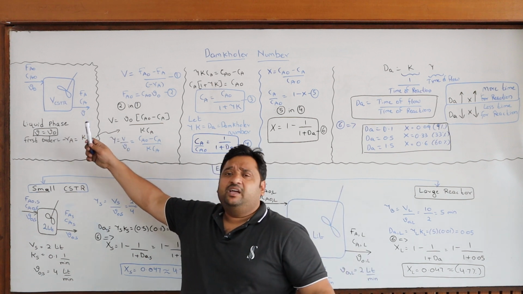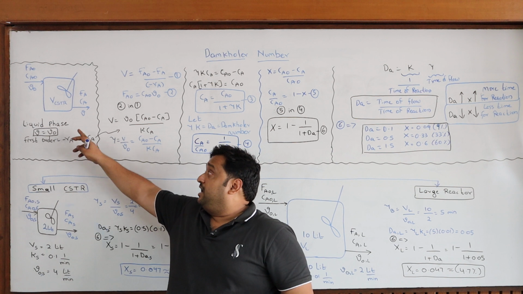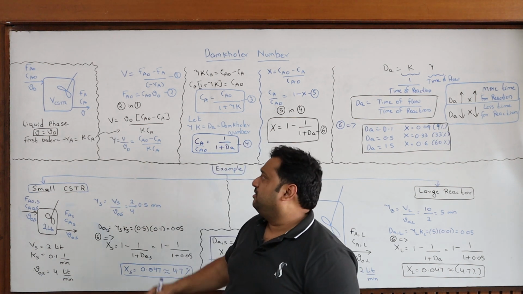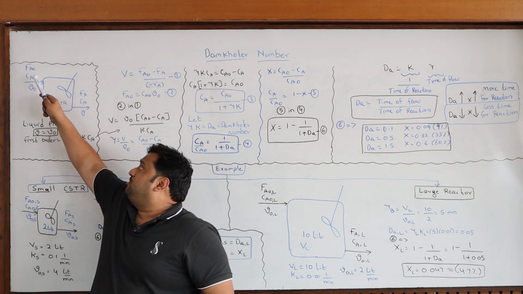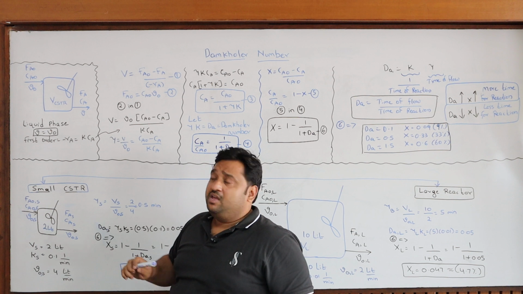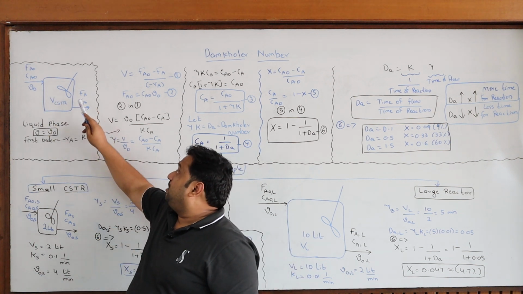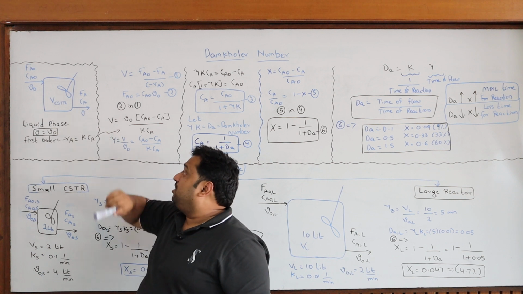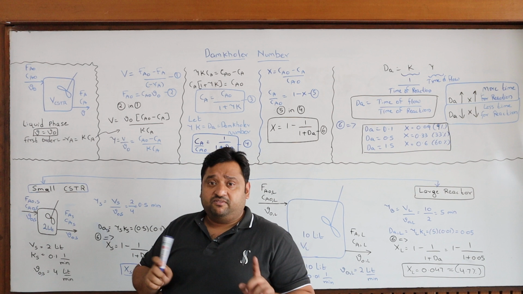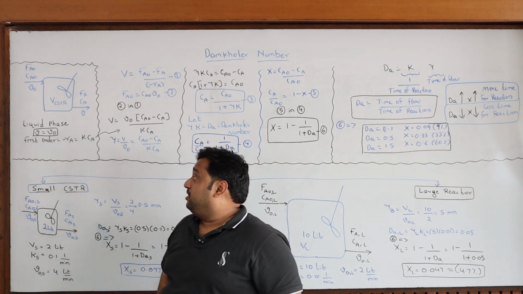This is my reactor. I am talking about the first order system now, and a liquid phase reaction is happening in the reactor. The inlet is Fa0, Ca0, nu0, and the outlet is Fa, Ca and nu: molar flow rate, concentration and volumetric flow rate. If it is a liquid phase reaction, there is no change in the volumetric flow rate, so exit volumetric flow rate is equal to inlet volumetric flow rate.